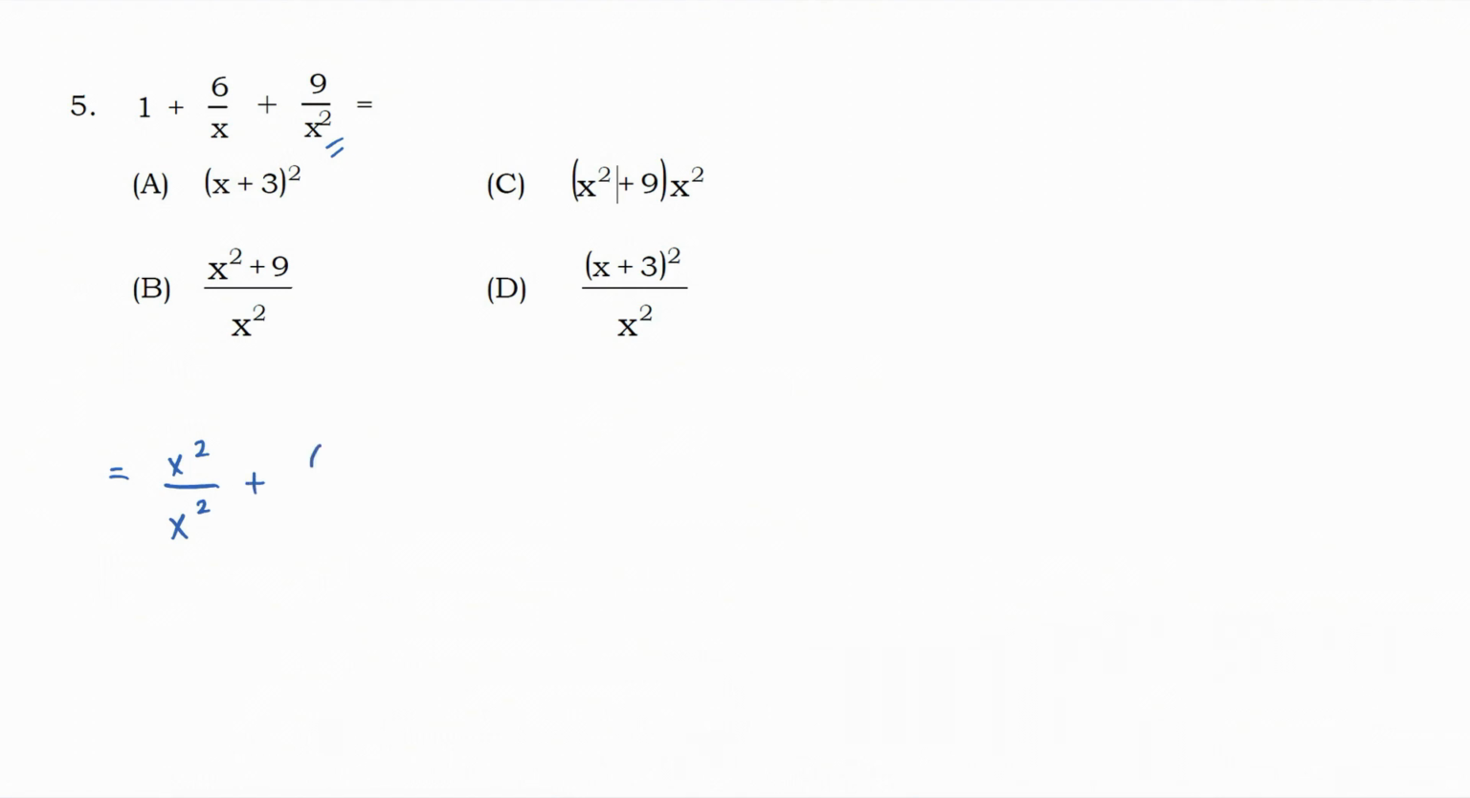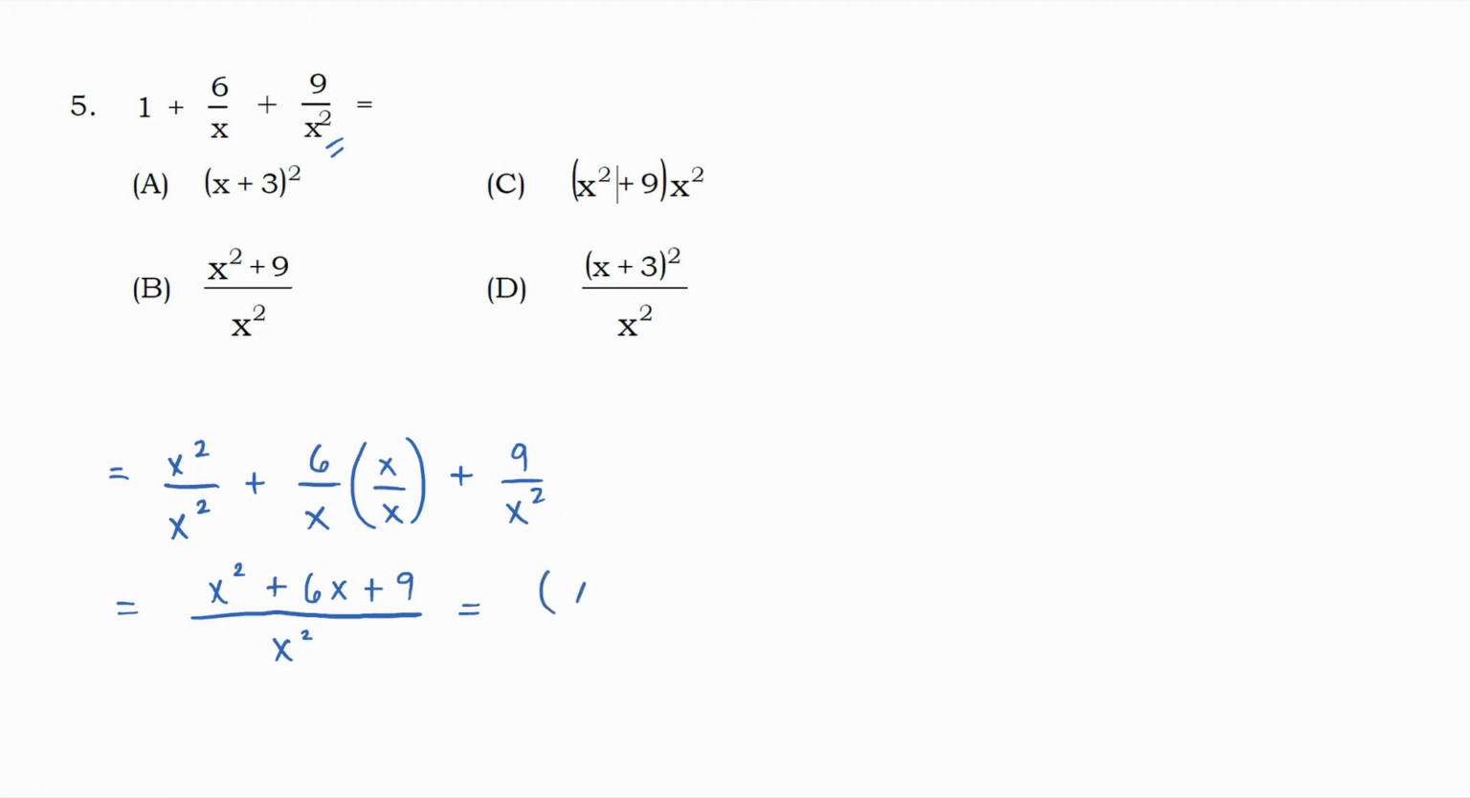And then yung 6 over x, you need to multiply it to x over x para maging x squared yung denominator plus 9 over x squared. Ito, since x squared naman na, wala ka nang gagawin. Yung denominator nila is x squared, tapos you have x squared plus 6 times x is 6x plus 9. Tapos, i-factor out na lang natin tong x squared plus 6x plus 9. So, it will become x plus 3 squared.